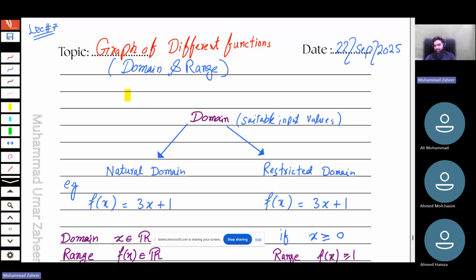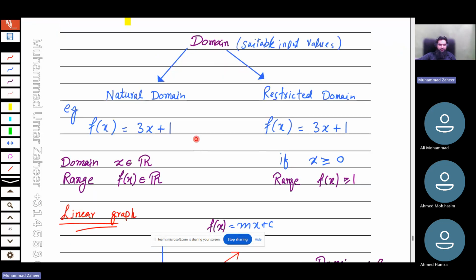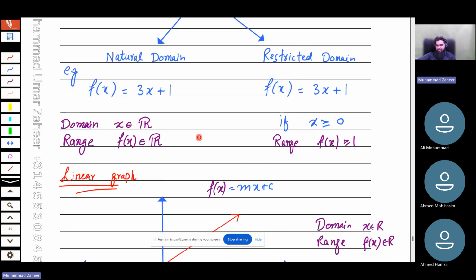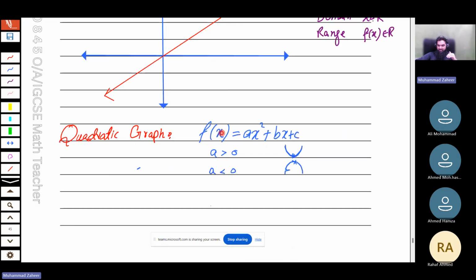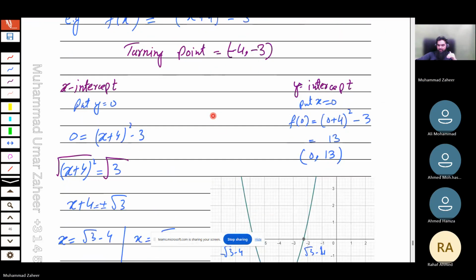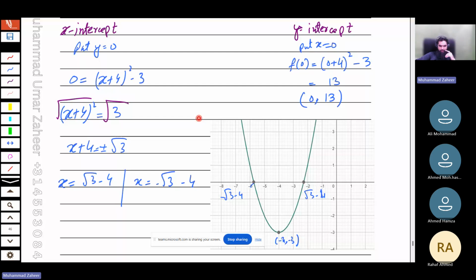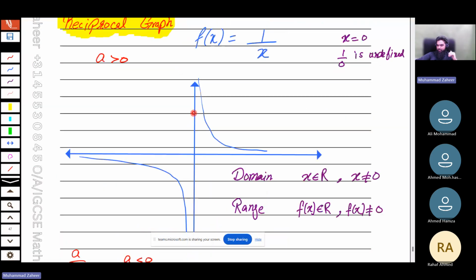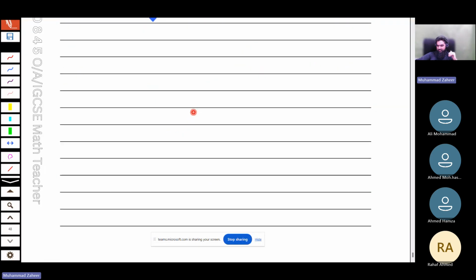Okay, so we are talking about the graphs of different functions, and we are also discussing the domain and the range of these functions. So till here, first of all, we talked about the domain and range. We have two types of domain, natural domain and restricted domain, and then we talked about the linear graph, quadratic graph, then the cubic one, the reciprocal, and exponential.